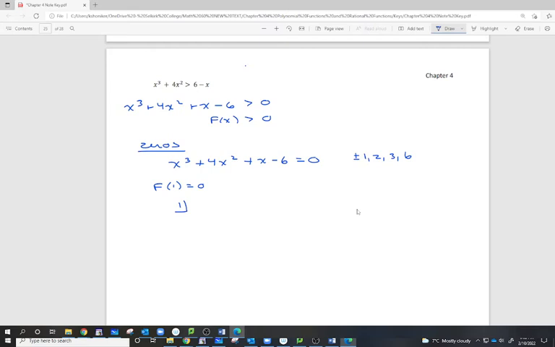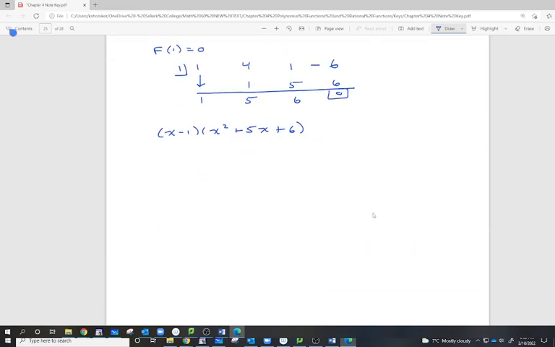So I'm going to do my synthetic division. I've got 1, 4, 1, -6. Make sure you don't have any missing terms. That'll get you on the test. I'm going to carry down the first term, and then I'm going to multiply, add, multiply, add, multiply, add. So that takes my function down to x minus 1 times x squared plus 5x plus 6. And if I'm not being cruel, I'll make these nice x-intercepts. So now I can factor that remaining quadratic. So x minus 1 times x plus 3 times x plus 2.